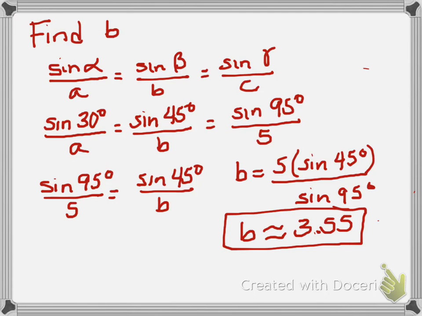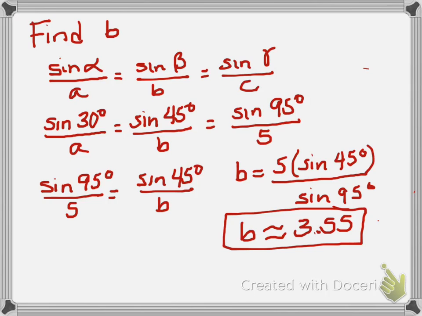Next, we're going to find B. So we're going to use our law of sines. I wrote it up at the top, and then I substituted the values that were given and the one value that we found into that particular formula. So the sine of 30 degrees over A is equal to the sine of 45 degrees over B, which is equal to the sine of 95 degrees over C.